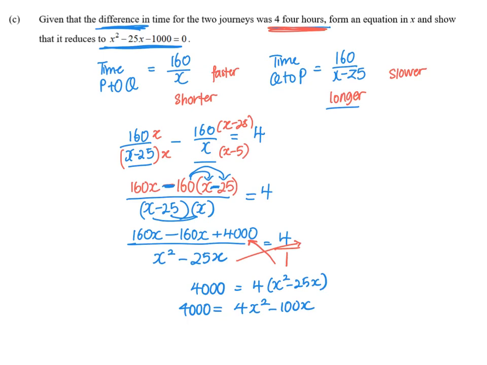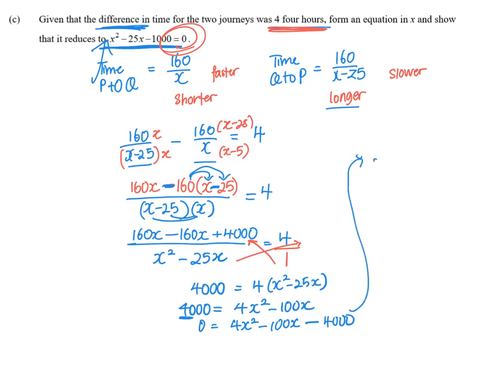Now the equation wants us to get something equals to 0. So we shall equate everything to 0. So I get 4x squared minus 100x minus 4,000. Please take note of the sign. And since they only want x squared, they do not want a 4x squared, and this side is 0, we can divide everything by the number 4. And finally, we get our equation, x squared minus 25x minus 1,000 equals 0. Shown.